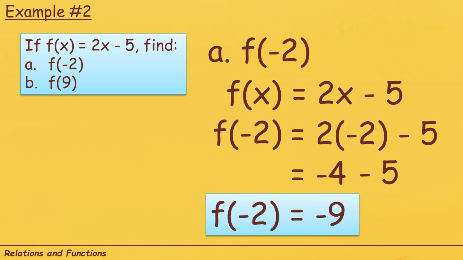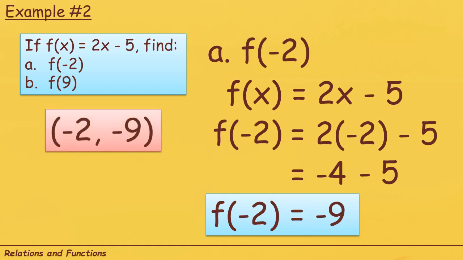Ibig sabihin yan, kung ang ating x is negative 2, ang y natin is negative 9. F of negative 2 is negative 9. Kung isusulat natin siya as ordered pair, ganito ang mangyayari. Negative 2, negative 9. Saan nakuha yan?